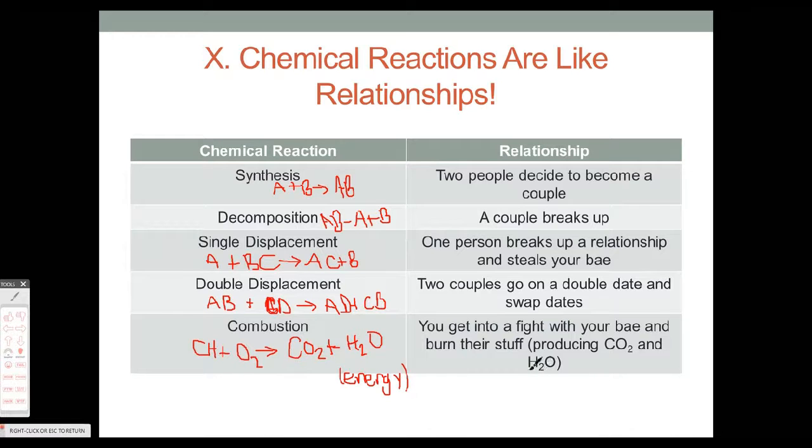This is how I like to think about them. I think it's a fun way to think about them, and I think it's a pretty memorable way to look at our different chemical reactions.